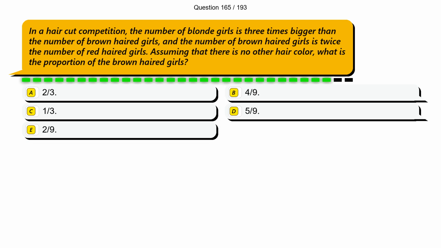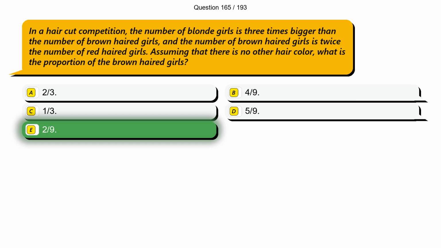Question 165. In a haircut competition, the number of blonde girls is 3 times bigger than the number of brown-haired girls, and the number of brown-haired girls is twice the number of red-haired girls. Assuming that there is no other hair color, what is the proportion of the brown-haired girls? Option A, 2/3. Option B, 4/9. Option C, 1/3. Option D, 5/9. Option E, 2/9.